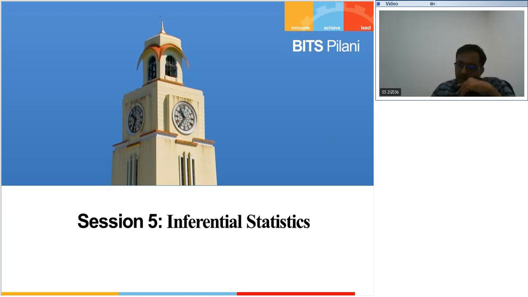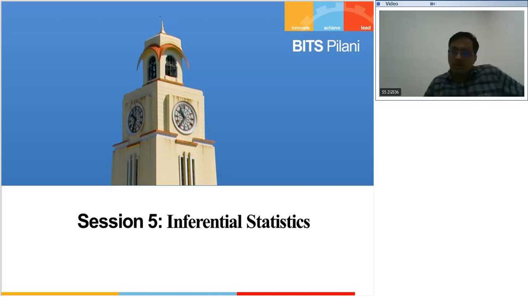So earlier we spent most of the time on descriptive statistics. Slowly we'll get into inferential statistics. This is actually where the topics of data analytics begin, with inferential statistics.